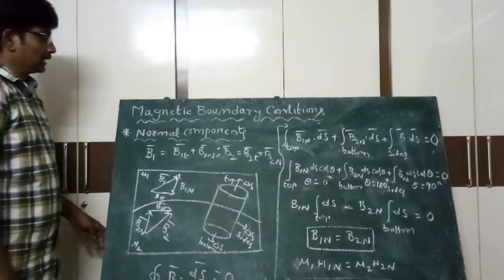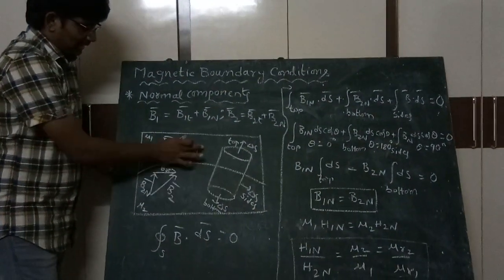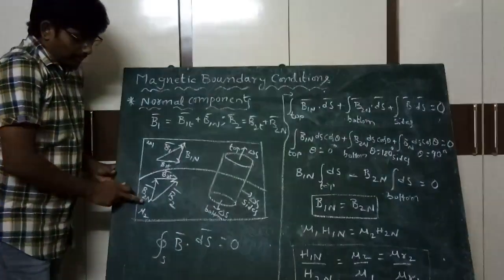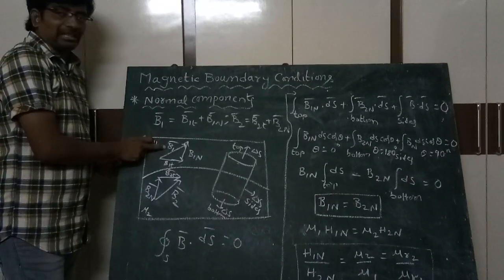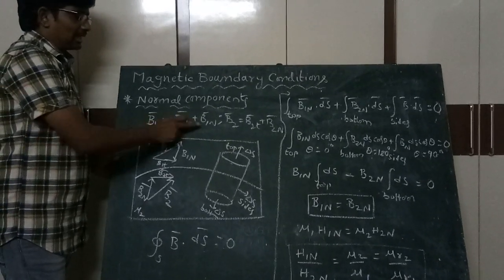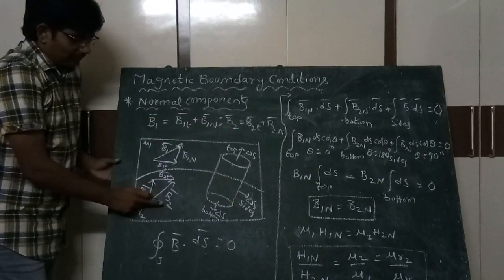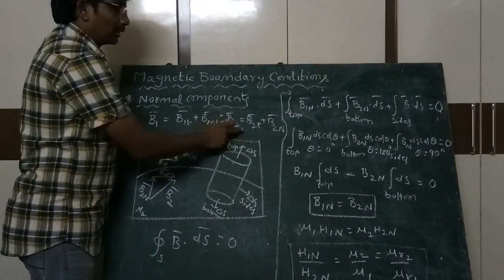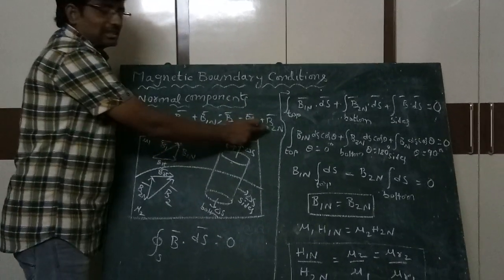Now I will tell you how to determine the normal component of magnetic flux density. So let us consider two different magnetic materials. Here the permeability of this magnetic material is mu1, and the permeability of this magnetic material is mu2, and the field, that is the magnetic flux density in this material, is B1, and this B1 is divided into two components, one is the tangential component and one is the normal component, that is B1 bar is equals to B1T bar plus B1N bar. And the magnetic flux density in this material is B2, and it is also divided into two components, one is B2T bar, that is the tangential component, and another one is the normal component, that is B2N bar.